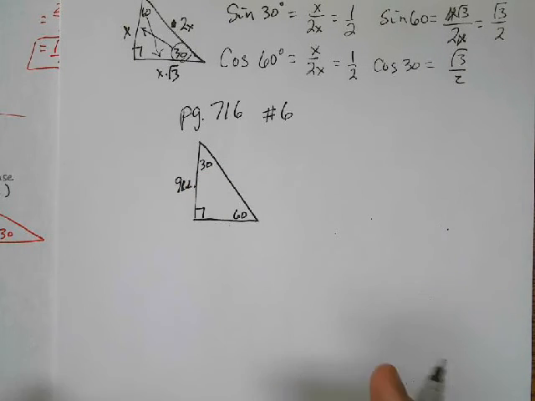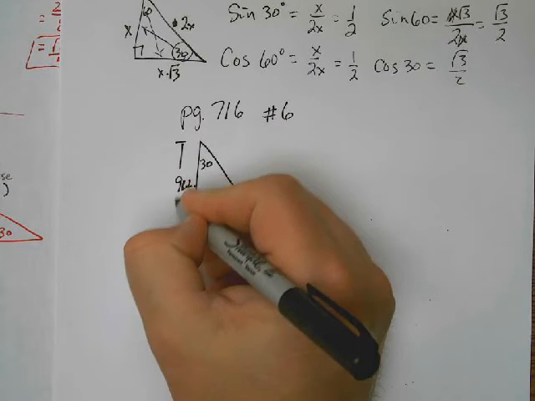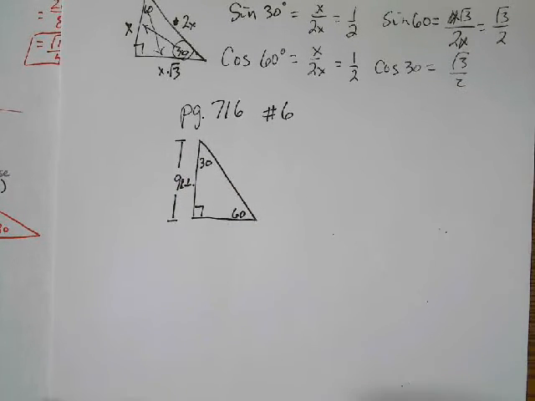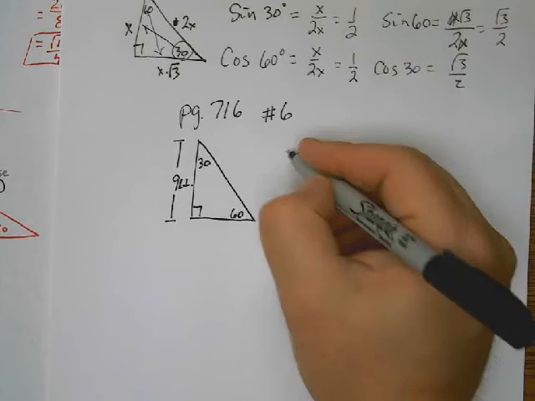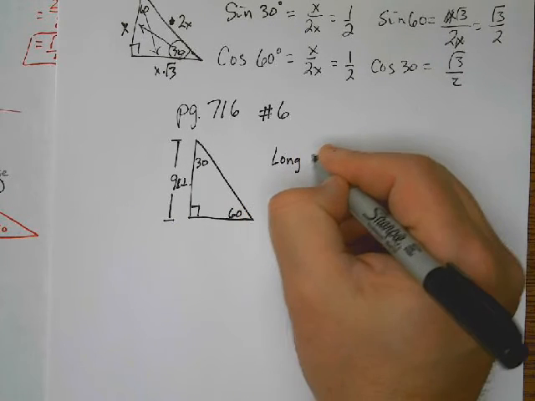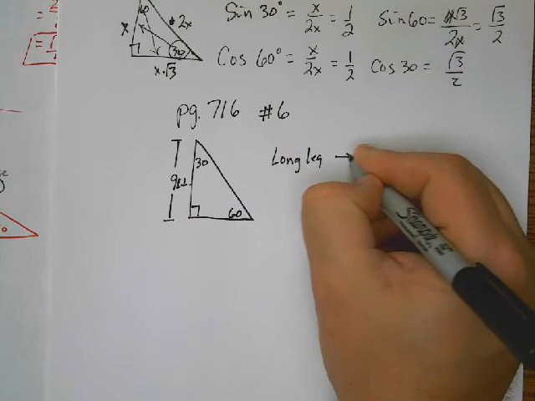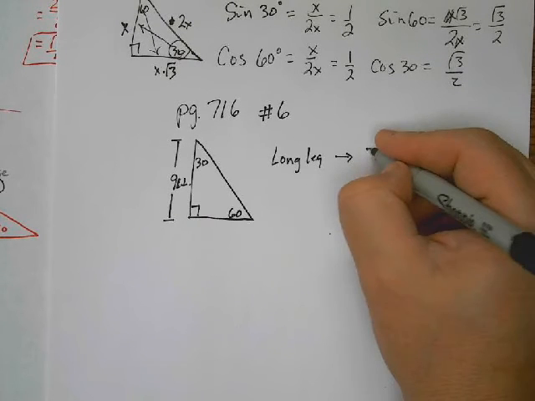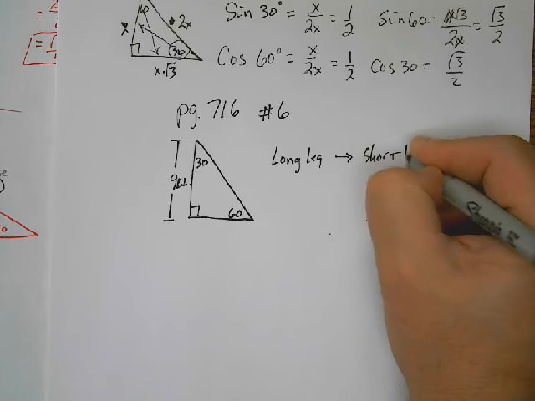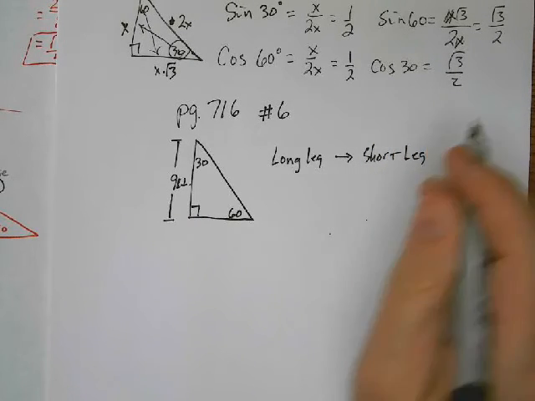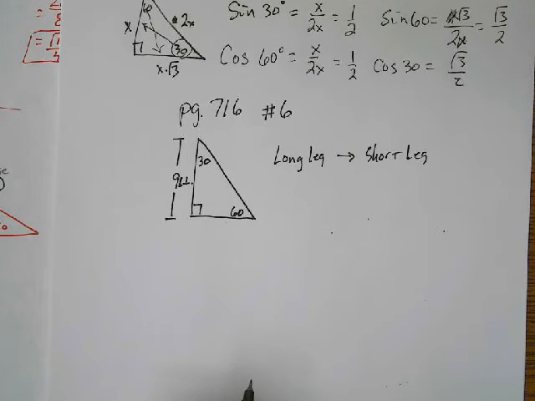9 is the long leg. You can look in the book. You don't have to do it in your notes. All right, if we're going from the long leg to the short leg, we always want to find the short leg first. There is no relationship between the long leg and the hypotenuse.